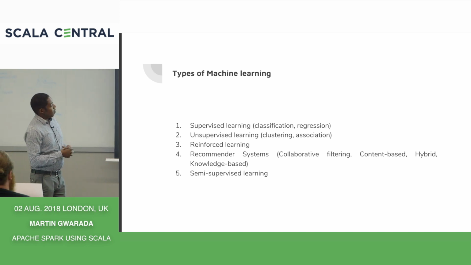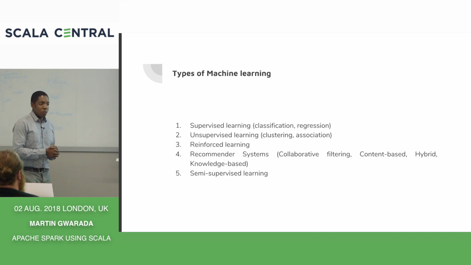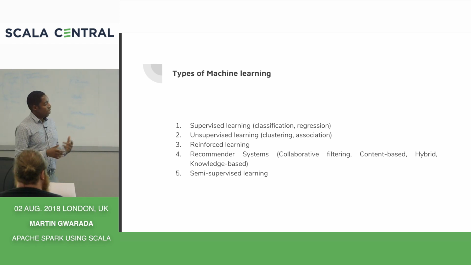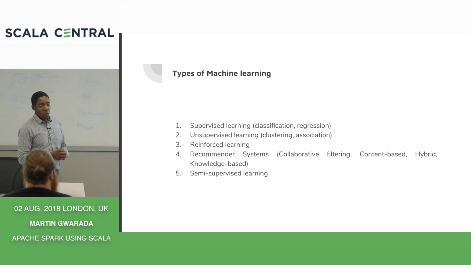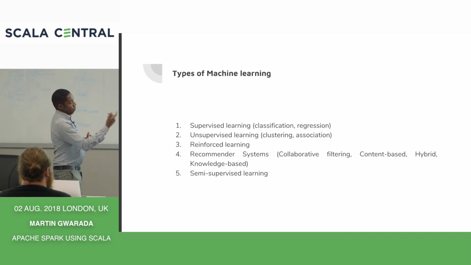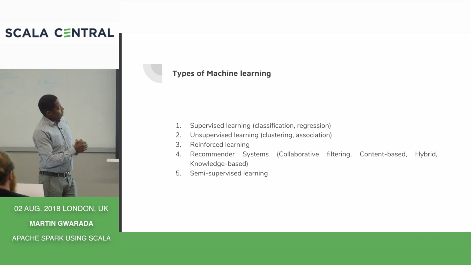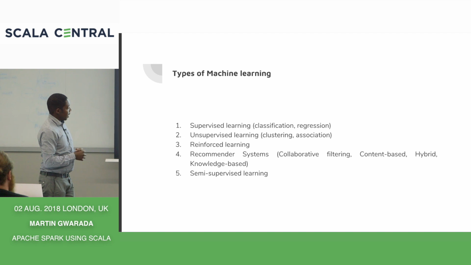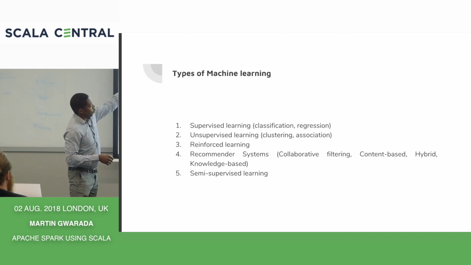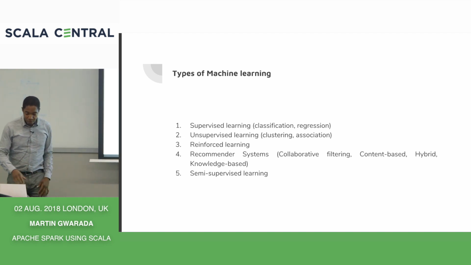And then we've got recommender systems. We all know about those; Netflix has used those, and most online retailers. They have collaborative filtering, which I'm going to focus on today. Semi-supervised is a mixture of supervised and unsupervised learning.